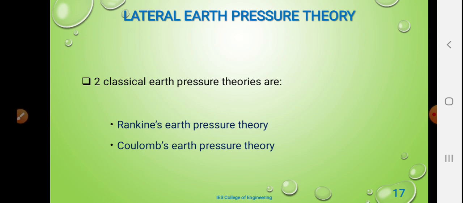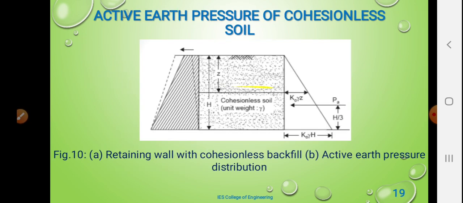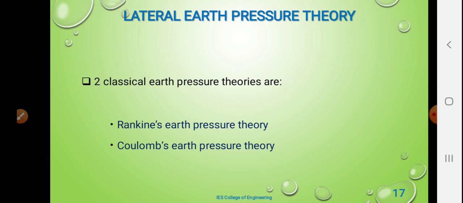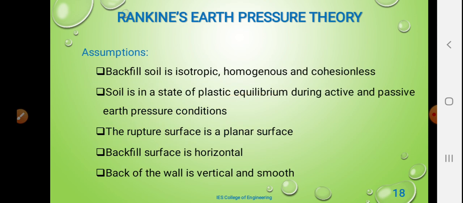Lateral earth pressure theory. Several investigators proposed many theories related to earth pressure. Out of all these theories, Rankine's earth pressure theory and Coulomb's earth pressure theory are referred to as classical earth pressure theories. First one is Rankine's earth pressure theory.